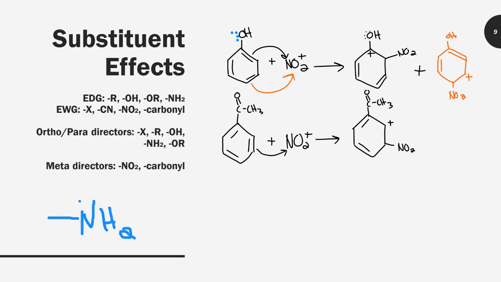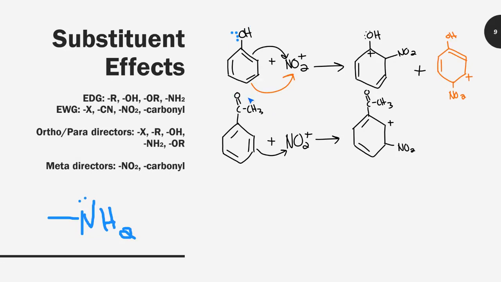So nitrogen has a lone pair of electrons here. That's why NH2 is an EDG as well. Typically, things with lone pairs of electrons will be EDGs because they can donate that lone pair. So these are ortho-para directors, and this is the same for alkyl groups, OR groups, NH2, and there are other examples you can see that I didn't write.